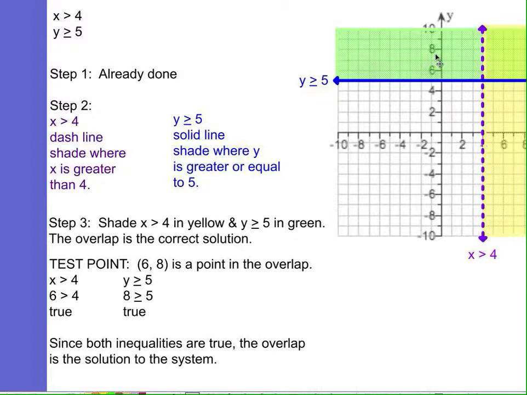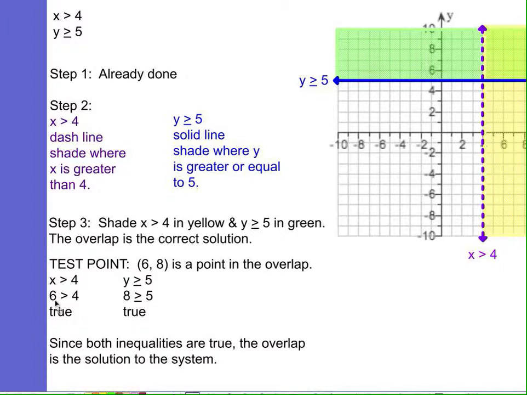Again, we must get a test point. We cannot use 0, 0 this time, but we must pick any point in the double shaded region. So I picked 6, 8. 6, 8 is right here. So, again, x becomes 6, y becomes 8. So I plug them into both equations.